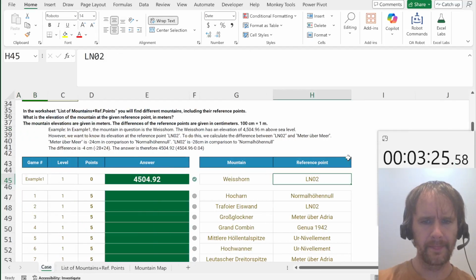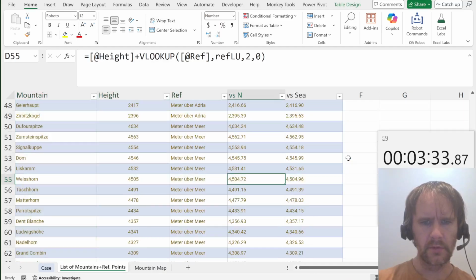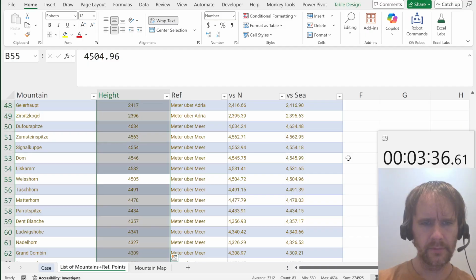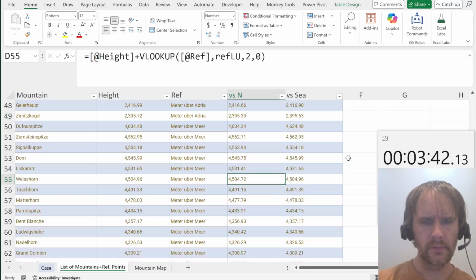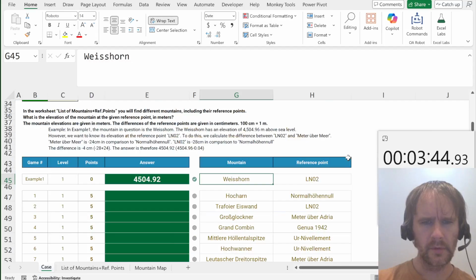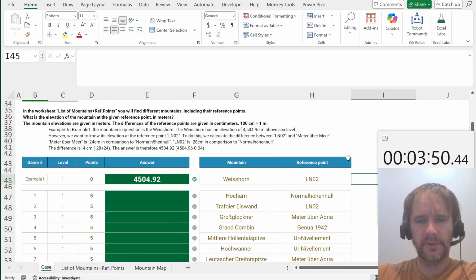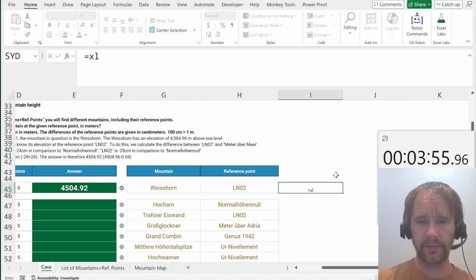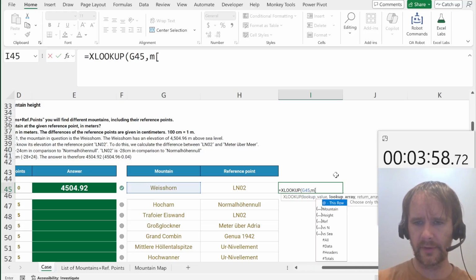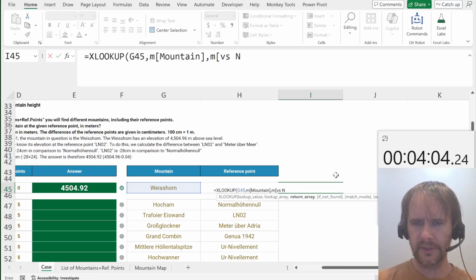So Weisshorn to, oh, I don't bloody know what's going on here. Just tied myself in knots more. Okay. Should have just done it straight. So anyway, in M mountain returning from M height, no, versus N, I think is what I want.